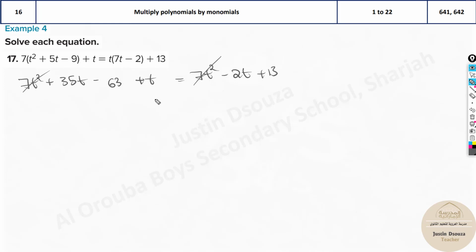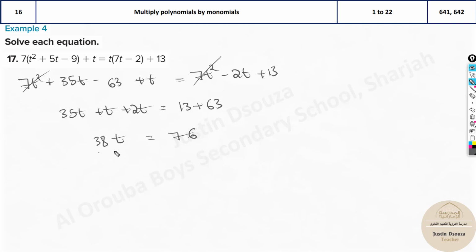This cancels with this. Let's group all the t terms together and the numbers on one side. So I'll bring this 2t to the other side because 35 is bigger here. 35t plus t plus 2t, because minus becomes plus when you bring it to the other side, equals 13 plus 63, which is 76. This is 38t because 35 plus 2 plus 1 is 38. Now what is 38 times 2? 38 times 2 is 76.